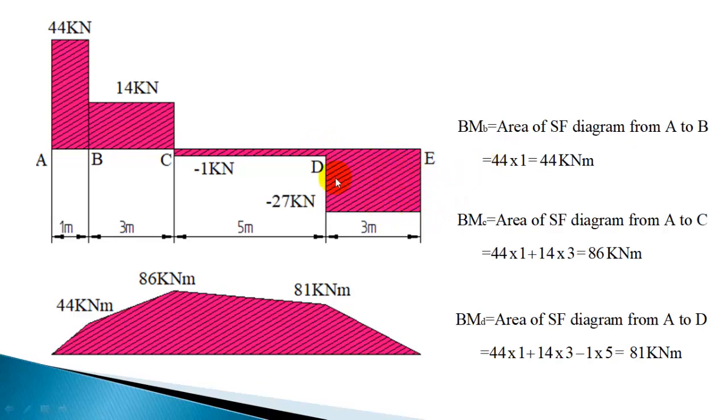If you calculate the area from the right hand, the negative areas will give the positive bending moment. The bending moment at D is this area, 27 into 3, that is 81, but a negative area will give a positive bending moment. That way you should calculate when you consider from the right side. So it is easy for you to take from the left side. Positive areas will give positive bending moment, and negative areas will give negative bending moment. So add the areas, which will give the bending moment.